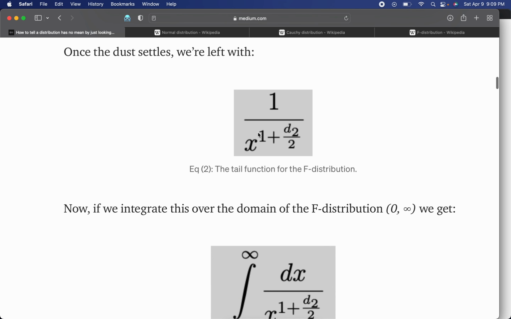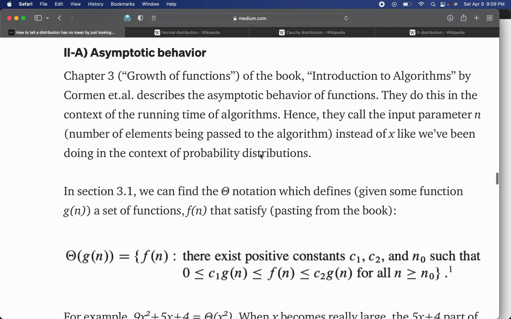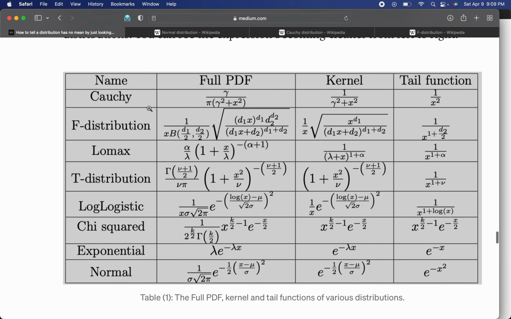Now, I call this function the stripped down tail behavior of the probability density function, and you can think of the tail behaviors of various distributions. I have a table here which lists out the tail behaviors of a variety of different distributions, and you can see that a lot of them have very similar tail behaviors. So you can already tell that the F distribution has a mean only when d2 is more than 2. The Lomax distribution, which has a tail behavior of 1 by x to the power 1 plus alpha, will have a mean only when alpha is more than 1. And similarly, the T distribution, another very famous distribution, used in the two sample T test, is going to have a mean only when this new parameter is greater than 1. So these three actually end up having the same tail behavior, even though their probability density functions look very different.